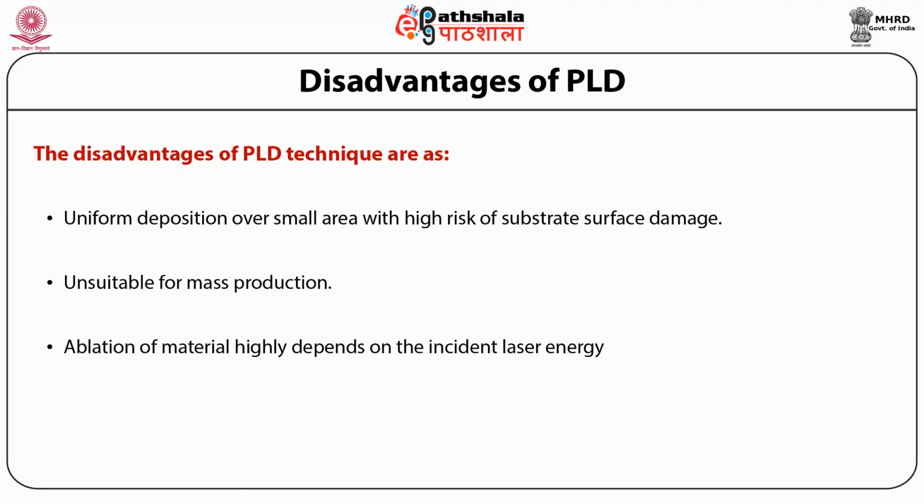For example, metal oxide thin films require high laser energy, while multi-component targets require different laser energy. So depending on the material from which the target has been made, the laser energy is highly important. And depending on the laser energy, we get the quality and the characteristics of the thin film required for a particular application.